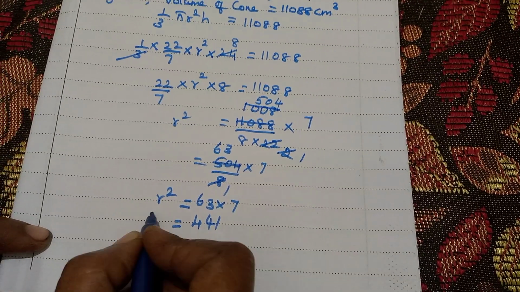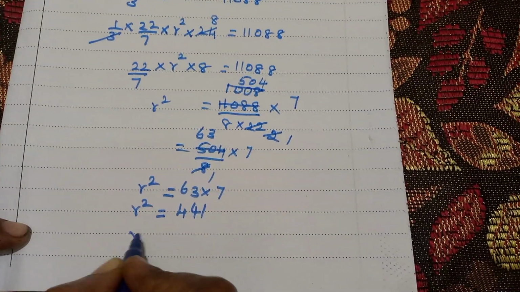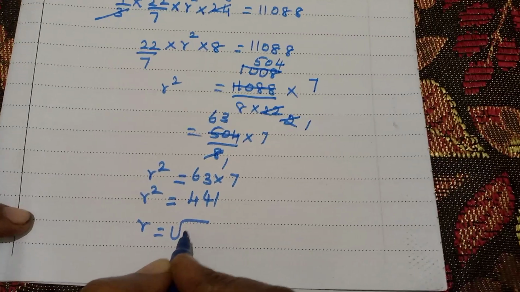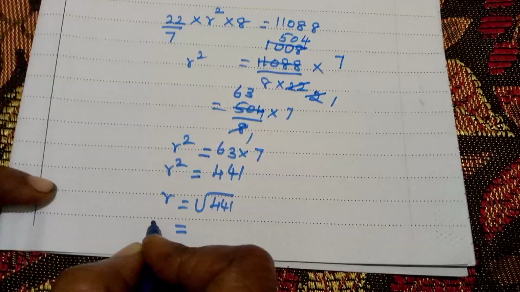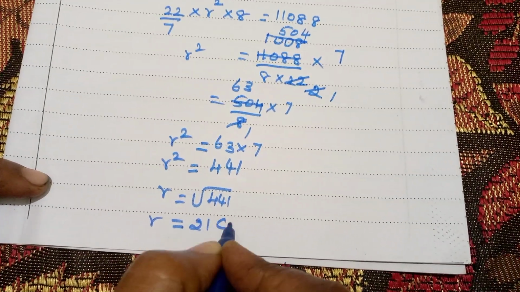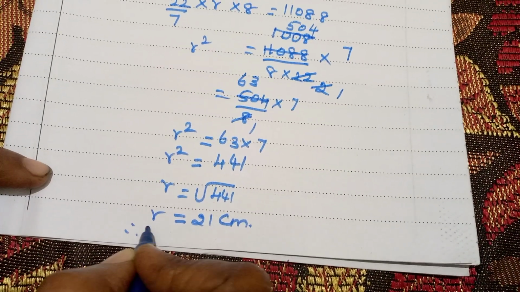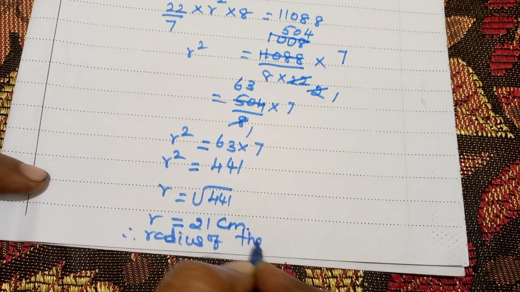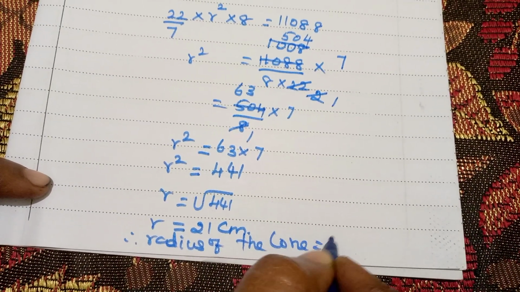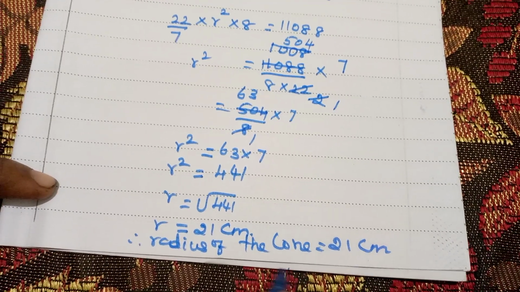So r square is equal to 441. R is equal to square root of 441. Using long division you have to find out. Okay, so r is equal to 21 centimeter. Therefore radius of the cone is equal to 21 centimeter. Understood, students?